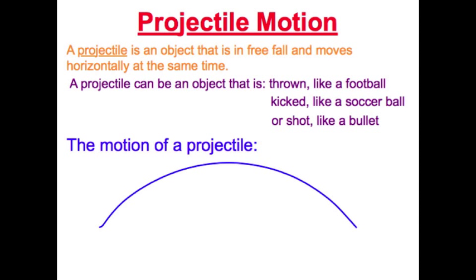A projectile is an object that is in free fall and moves horizontally at the same time. Things like footballs, soccer balls, or bullets are all examples of projectiles.